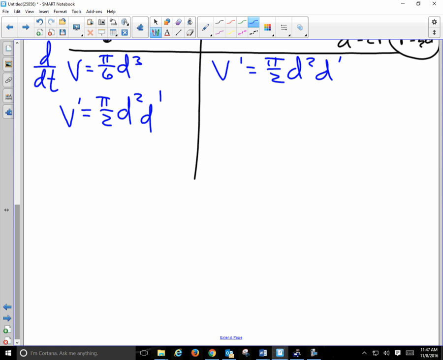So I have v prime is equal to that. I know that v prime is equal to 10. Do I know the current diameter? Oh no. What do I do? Find the radius? How? What's the volume? Volume's 100. Can't I just set that equal to pi over 6 d cubed? Won't that give me the diameter?